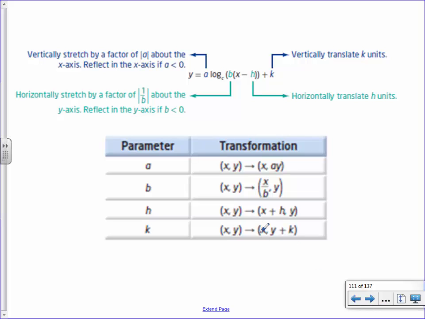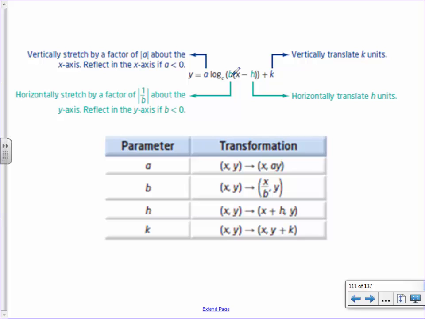Okay, here I found a slide that just kind of talks about all the different things you could do to a log graph, and this is intense. So let me walk you through it little by little. If you threw a number in front of a log graph, it would take the graph and you would stretch it up and down like this.